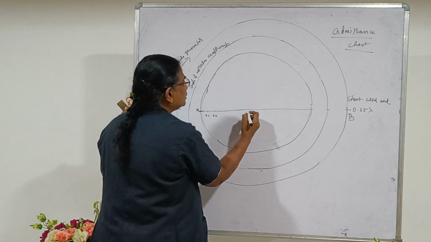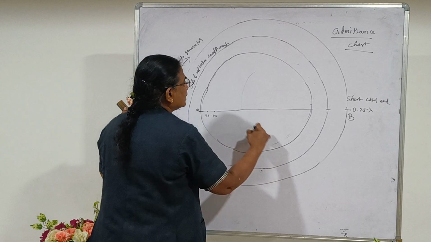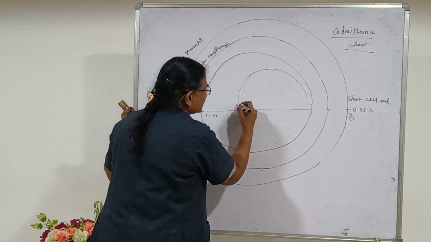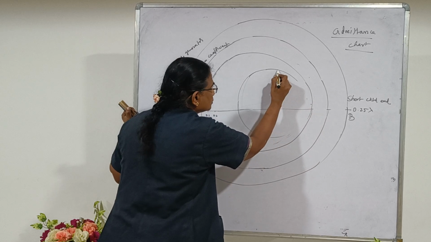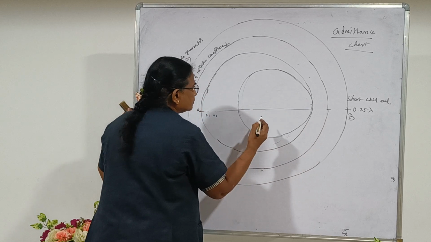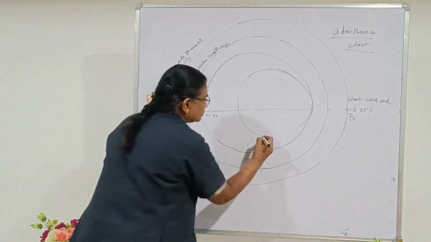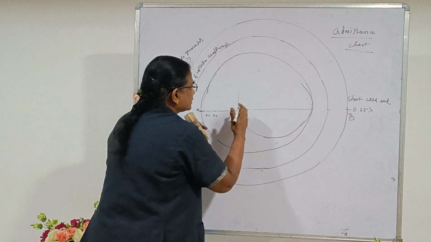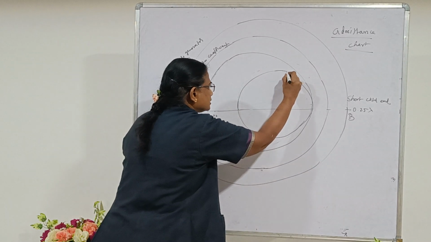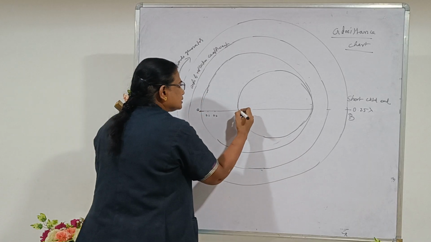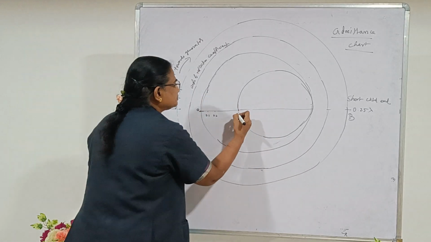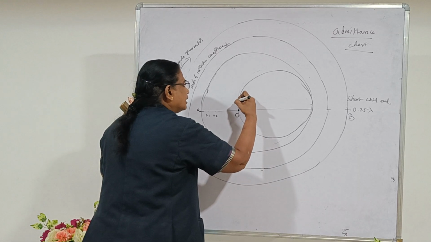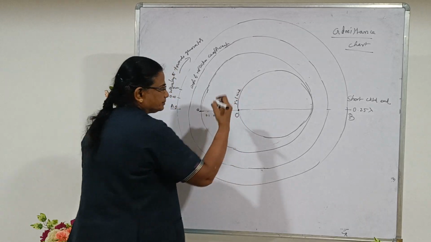You will have the R equal to 1 circle. It passes through the center of the chart, which is the matched load condition. So this is the R equal to 1 circle. Mark the center of the chart as O.